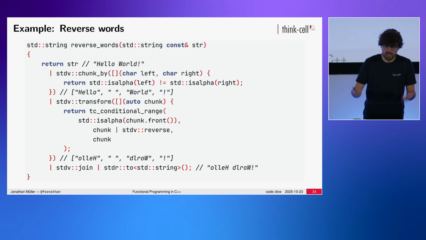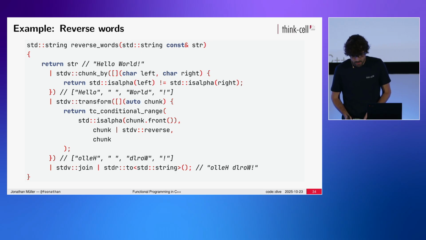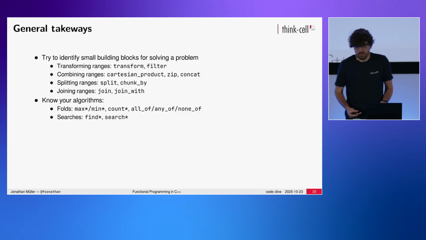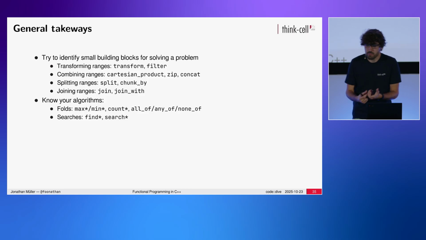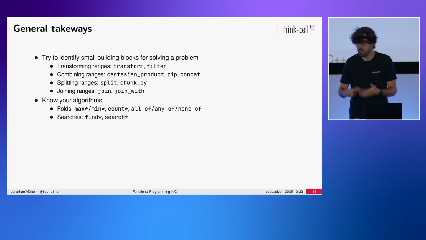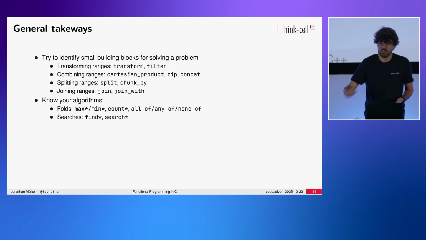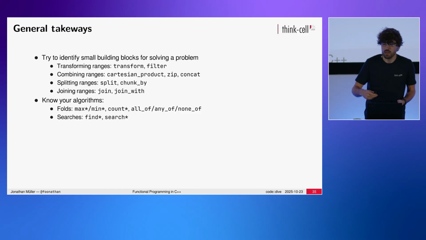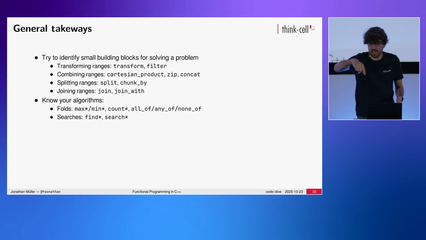We take our views, we lazily compose them. So this was composing algorithms, right? And the idea is we identify small building blocks for solving a problem, right? If we're doing any kind of transformation of ranges, we can use transform or filter. Transform changes each element and filter skips elements. If we want to combine ranges, we can use Cartesian product, which gives you the Cartesian product, so n times n. There's also a zip view.